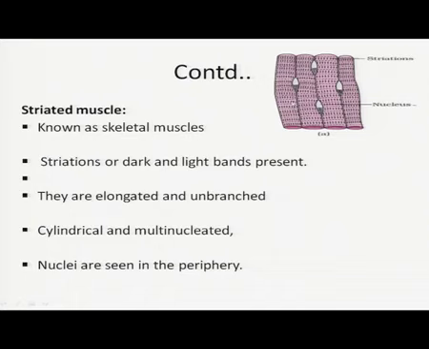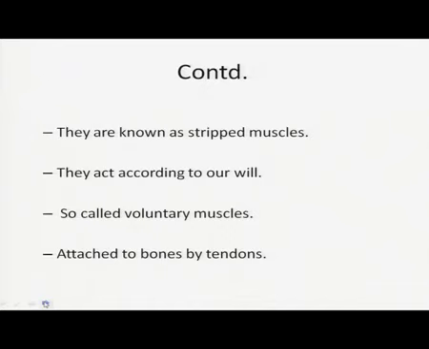Since striations are present, they are known as striated muscles, and nuclei are seen in the periphery. Multinucleated ones, and nuclei are seen in the periphery. And here they are seen attached with the bones, so they are known as skeletal muscle. Since they have striations or stripes, they are known as striped muscles. They act according to our will and wish, so they are the voluntary muscles. They are attached to the bones or even skeletal tissue by tendons.